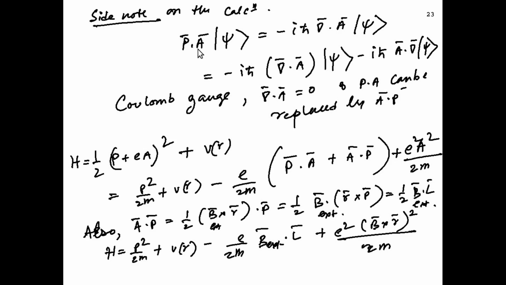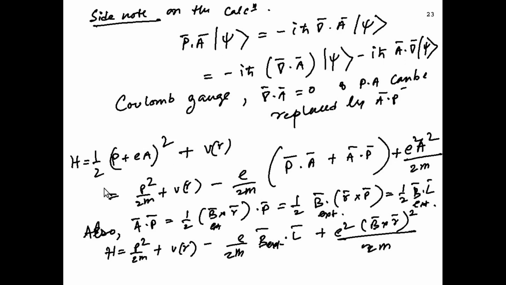Notice that if you have a term p dot A acting on psi, you can write it in this form, and then rearrange it by writing del acting on this whole of A and psi. So it will first act on A and then act on psi, and then you can choose the Coulomb gauge, which is often a convenient choice for systems with cylindrical symmetry. Under this choice, this thing becomes 0, and p dot A can be replaced by A dot p.